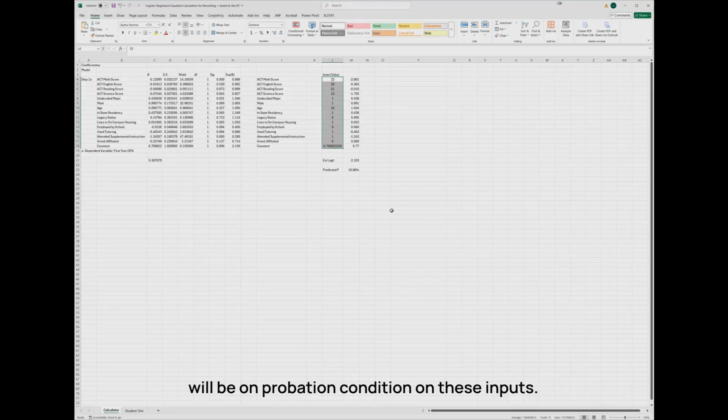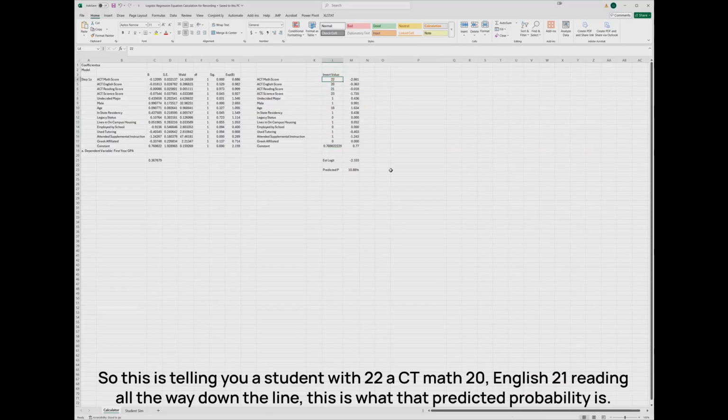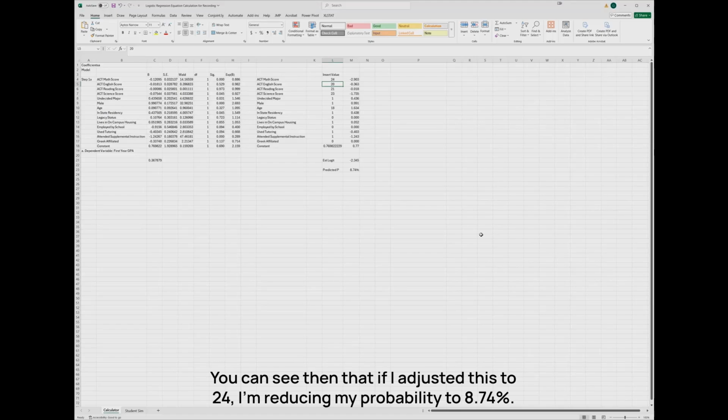conditioned on these inputs. So this is telling you a student with 22 ACT math, 20 English, 21 reading, all the way down the line. This is what that predicted probability is. You can see then that if I adjusted this to 24, I'm reducing my probability to 8.74%.